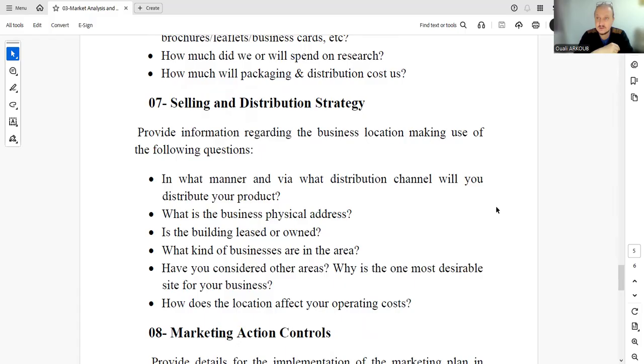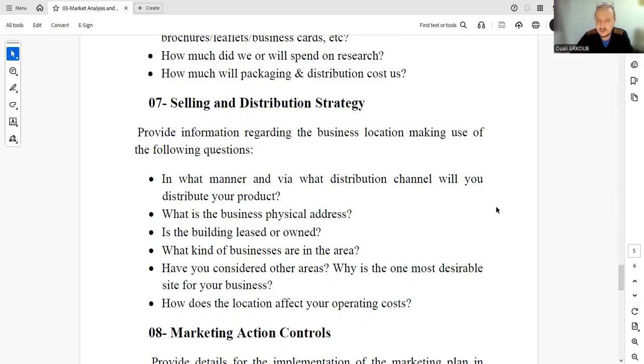and retailer. What is the business physical address? Does the product or service have a physical address or not? Is the building leased or owned? Is the manufacturer's building also leased or owned? Is it my own building? What kind of businesses are in the area? What kinds of businesses are in your area? Have you considered other areas, other regions?